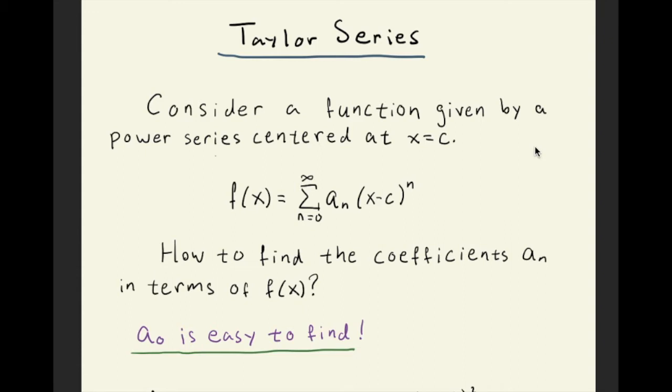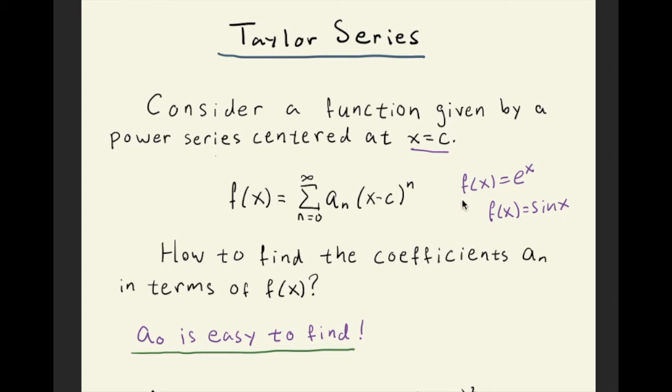But first, let's consider a function given by a power series, and this power series is going to be centered at x equals c for the center, right? So f of x is written as a series of certain coefficients, certain numbers, times powers of x minus c, right? X here is our variable. And the question is how to find the coefficients of this power series in terms of the function f of x, right? So maybe you know the function f of x, f of x maybe is equal to e to the x, or f of x is equal to sine of x.